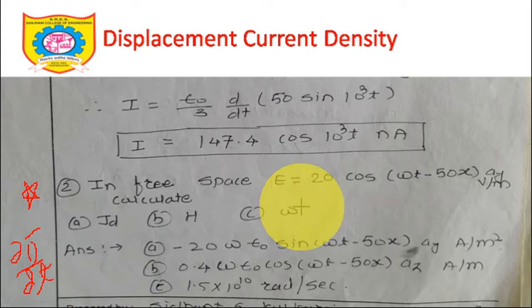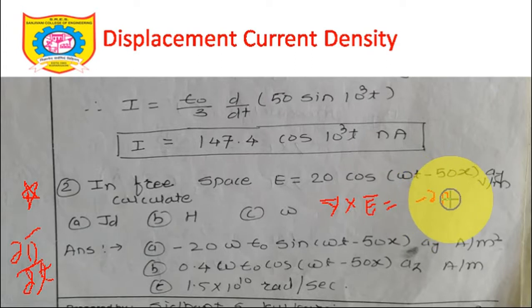How can you get the value of H bar? Is there any Maxwell's equation relating E bar with H bar? Yes, you can take del cross E bar. Del cross E bar, the first Maxwell's equation, is equal to minus dou B bar by dou T. Okay, if it is dou B bar by dou T, can I replace this B bar by mu H bar? Yes, I can replace. Can I take this mu to the denominator? Yes.